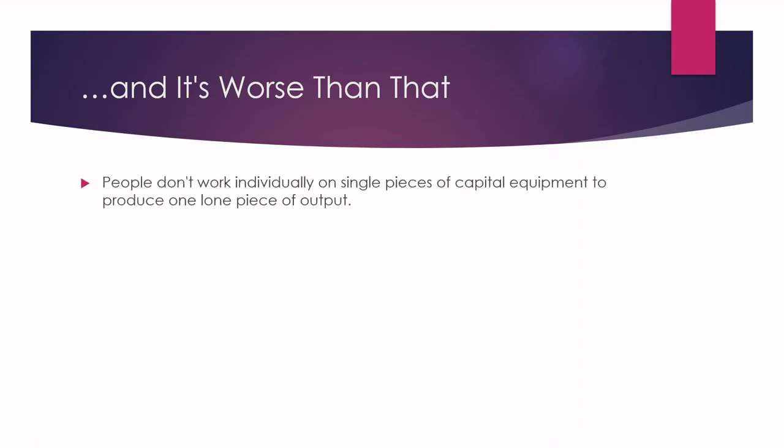So we've kind of matched each person to each job and said, okay, they produce some output, but that's not the way the real world works, right? Very rarely. I mean, maybe yes, there's a carpenter who has a set of tools, and if he has these tools and this wood, he can produce a chair. Okay, but that's generally not how things are done, right? People don't individually work with a single piece of capital equipment to produce one lone piece of output, right?